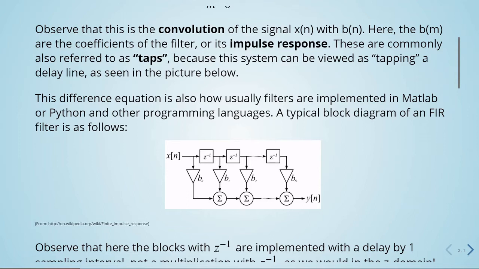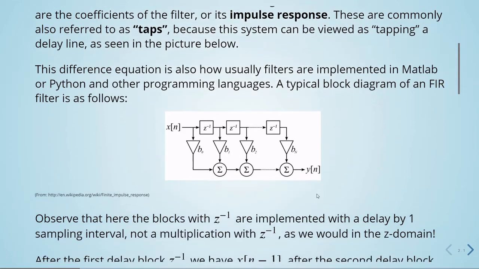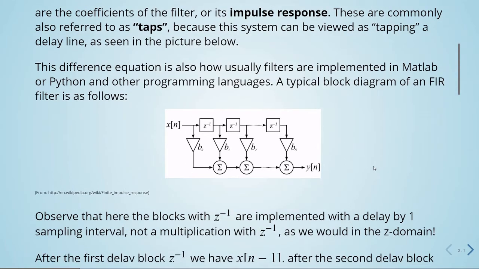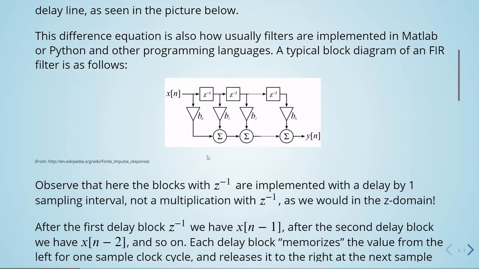A typical block diagram of a finite impulse response filter is shown here. We have our input signal, this is the output, we have our delay blocks, the multiplications, and the additions. Observe that the blocks with z to the power of -1 are implemented as a delay by one sampling interval, so it's not a multiplication with z to the power of -1 as we would do in the z domain.